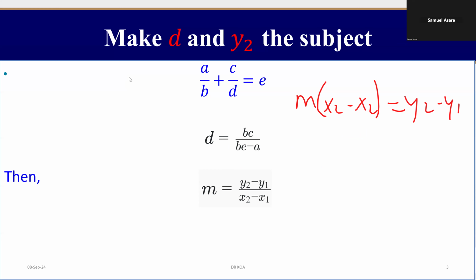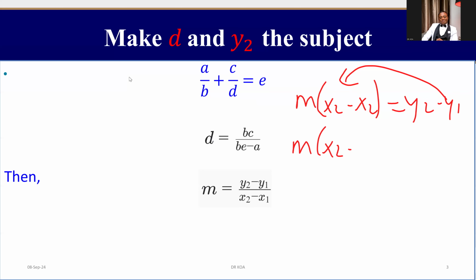So it's fairly simple. How do you get y2? You move the minus y1 to the right-hand side. So you move this one to the side here, and now your answer becomes m bracket x2 minus x1. This is supposed to be x1, right?